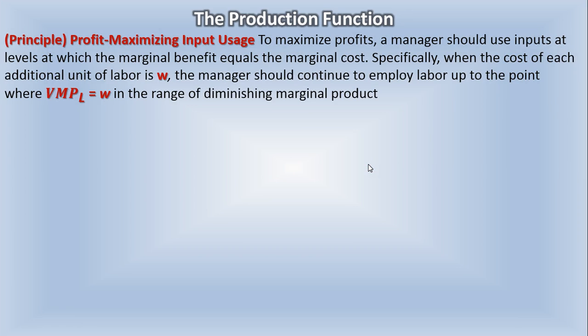All right, so that's the profit maximizing input usage principle. To maximize profits, a manager should use inputs at levels at which the marginal benefit equals the marginal cost, specifically when the cost of each additional unit of labor is W. The manager should continue to employ labor up to the point where the value of the marginal product of labor equals the wage in the range of diminishing marginal product.